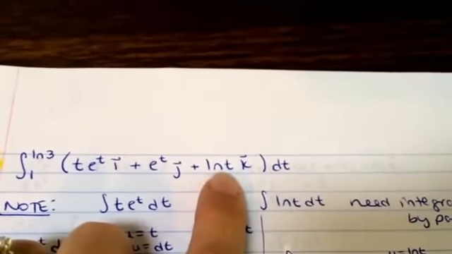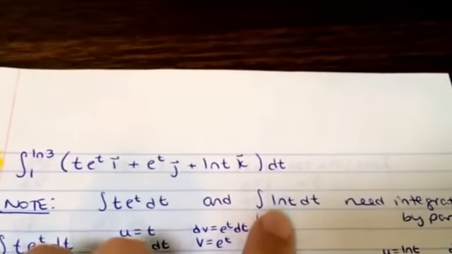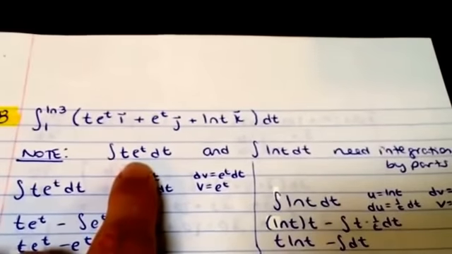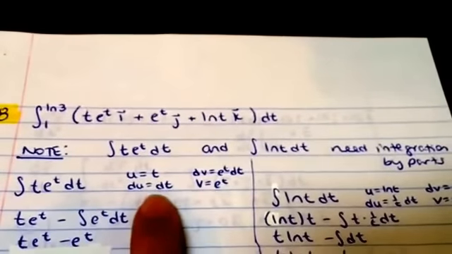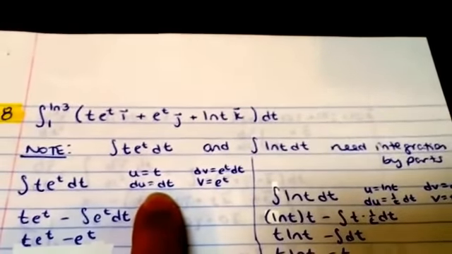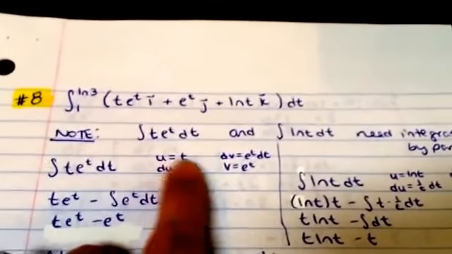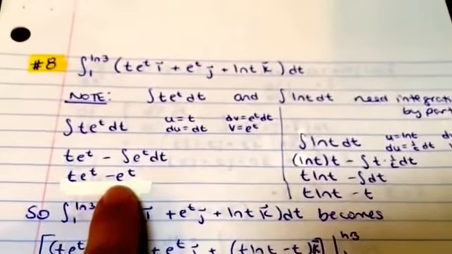They both need integration by parts. So I'm just going to come over here and do them each separately and then put them all back together. So here for this one, this is the integration by parts. Integration by parts is in 8.1. So if you need to review integration by parts, go back to 8.1 and you can review that. But here's the pieces. So I integrate it and I get this.